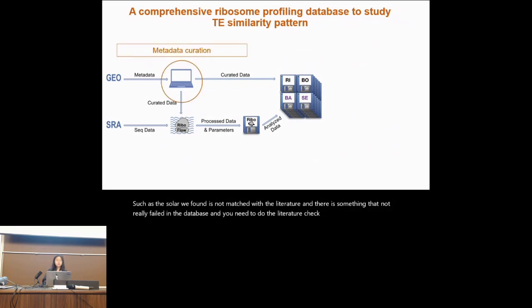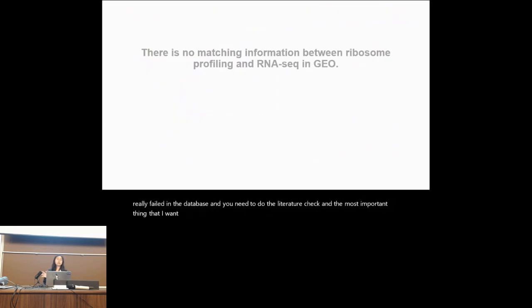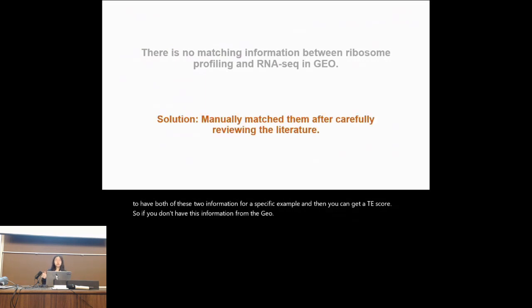The most important thing I want to highlight here is that there is no matching information between ribosome profiling and RNA-seq in GEO. If you still remember the formula for how we calculate TE, you need both of these pieces of information for a specific sample, and then you can get the TE score. If you don't have this information from GEO, then you need to double check from the literature and get this information to calculate the TE, and then to capture the TE similarity pattern across genes.